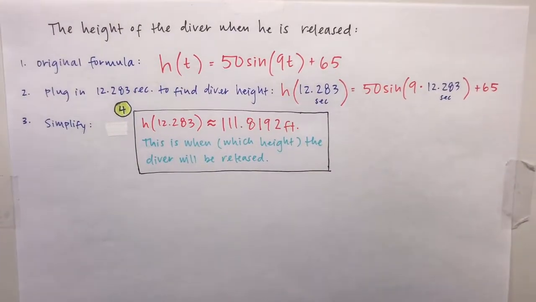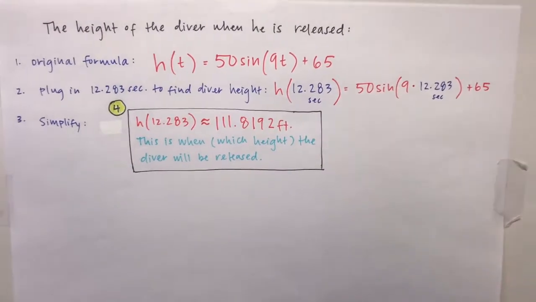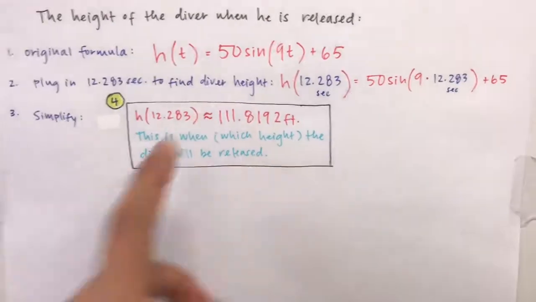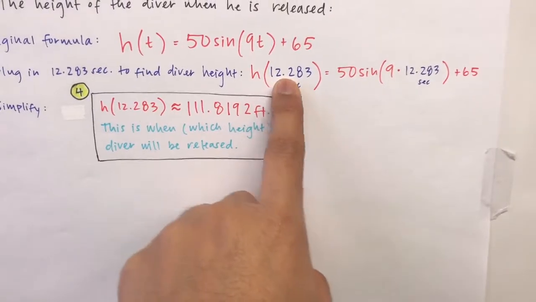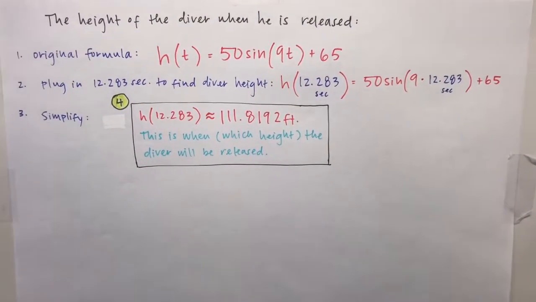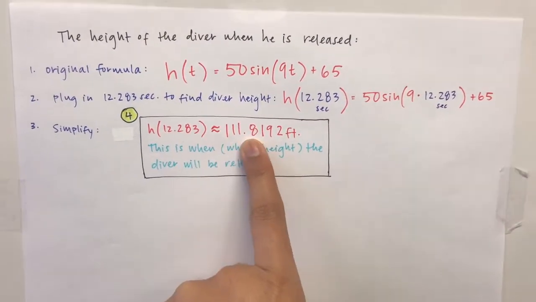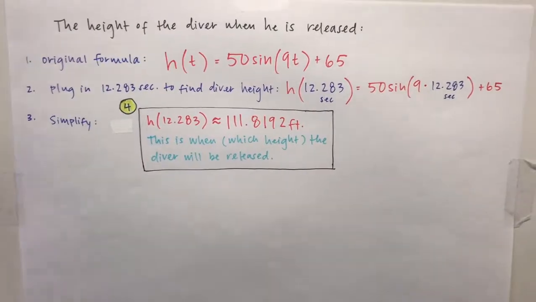Now that we know that the diver will have to be released at 12.283 seconds after a 3 o'clock position, we can determine the height at which the diver is released by just plugging in 12.283 into the height formula. This is the height formula, and when we substitute 12.283 seconds for t, we end up with the height of about 111.8192 feet when the diver is released.